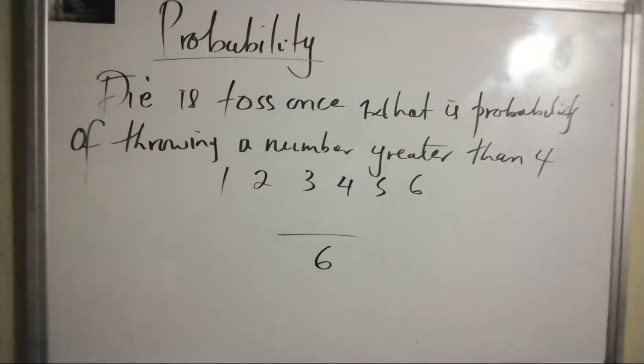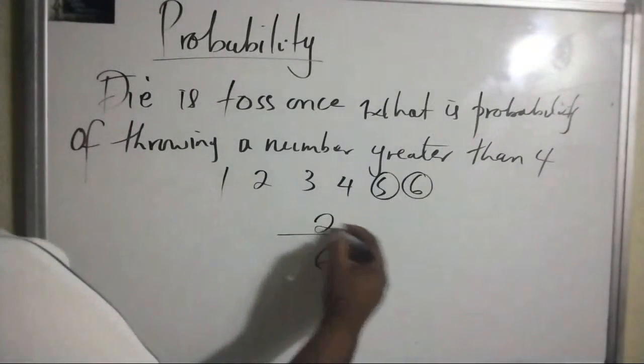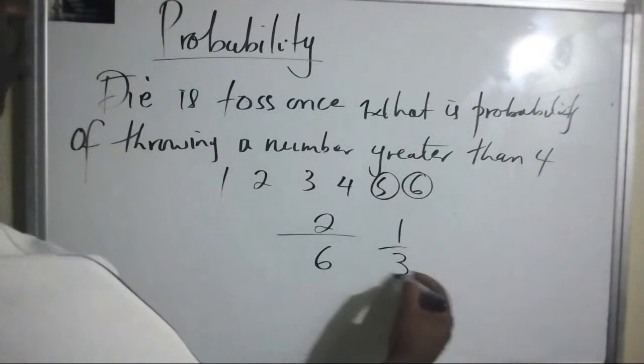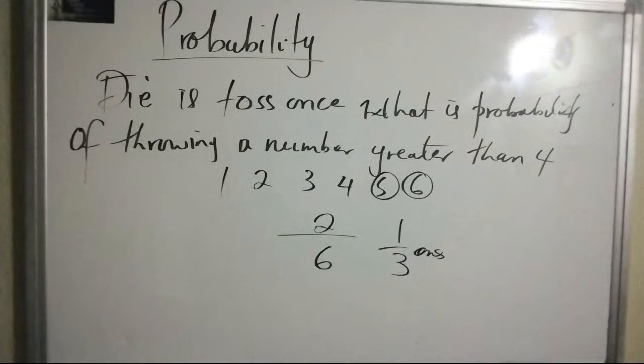Now the possible answers that are greater than 4 are 5 and 6. So that's 2 over 6, and we can break it down to 1/3. Alright? So that is our answer. Alright, let's look at this one now.